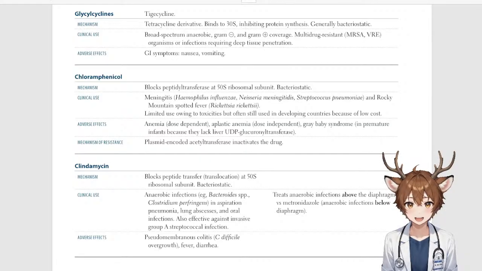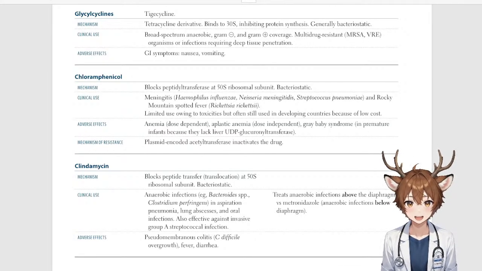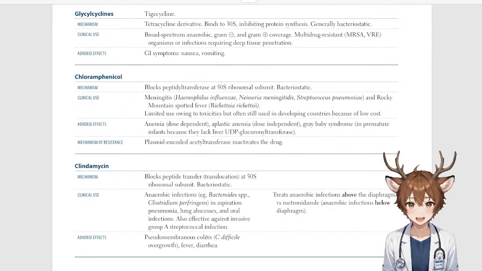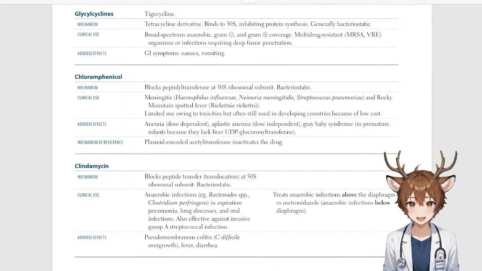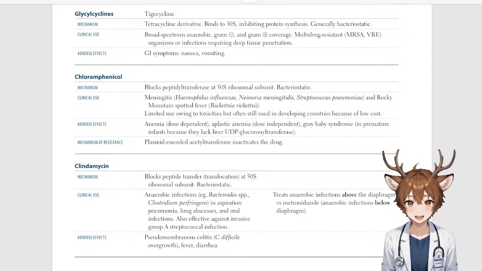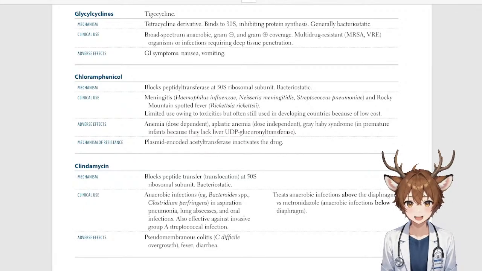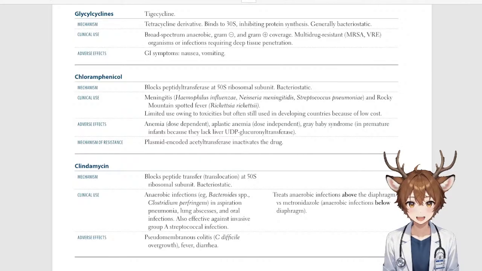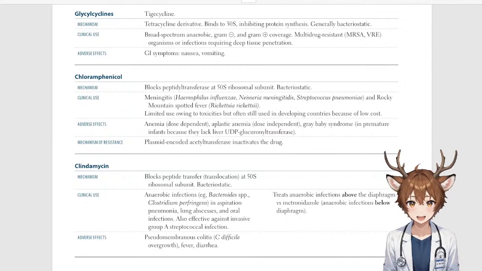What about clindamycin? The mechanism: blocks peptide translocation at the 50S ribosomal subunit, bacteriostatic. The clinical use: anaerobic infections, Bacteroides species, C. perfringens, aspiration pneumonia, lung abscesses, and oral infections, also effective against invasive group A streptococcal infection. It treats anaerobic infection above the diaphragm, versus metronidazole for anaerobic infection below the diaphragm. Adverse effects: pseudomembranous colitis, C. difficile overgrowth, fever, diarrhea.